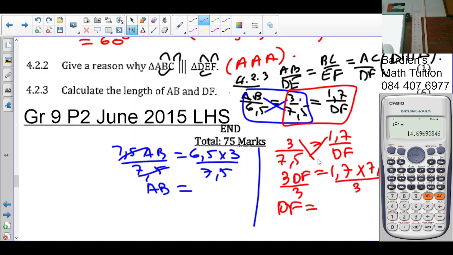This answer here is what? 2.6 centimeters, and this one here? That cancels. 1.7 times 7.5 over 3. 17 over 4 or 4.25.